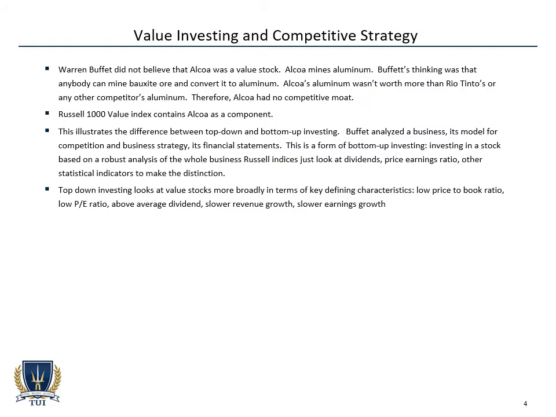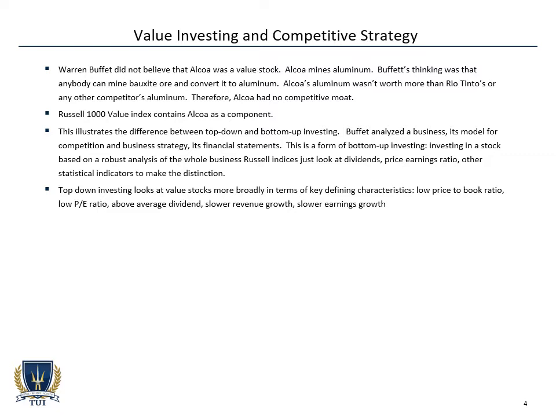So looking deeper at value investing and competitive strategy, there's a professor at Harvard Business School called Michael Porter, and he had Porter's five forces of competitive advantage, of competitive strategy, and you can read more about that if you want to. He is one of the great masters of business competition and business strategy. But Buffett did not believe that Alcoa, for example, was a value stock. So Alcoa, ticker symbol AA, is a big company that makes aluminum for tin cans and things like that. They make aluminum for aluminum cans, aluminum siding.